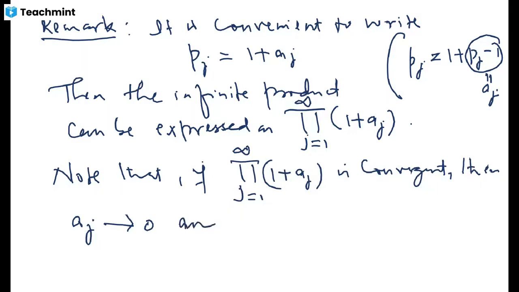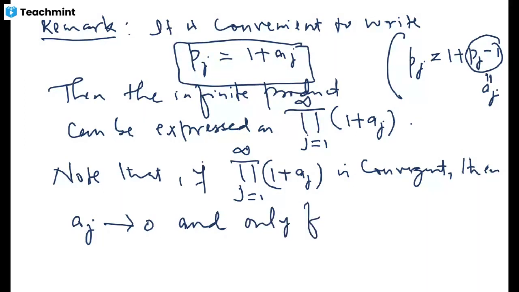And in a convergent infinite product we had seen that only finitely many pj's are 0. You see, pj equal to 0 means aj equals -1, and so we can say that only finitely many aj's are equal to -1.